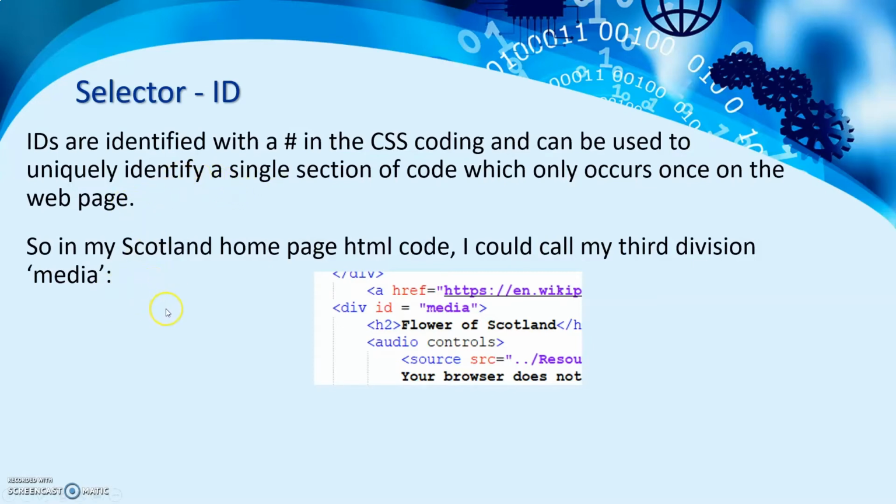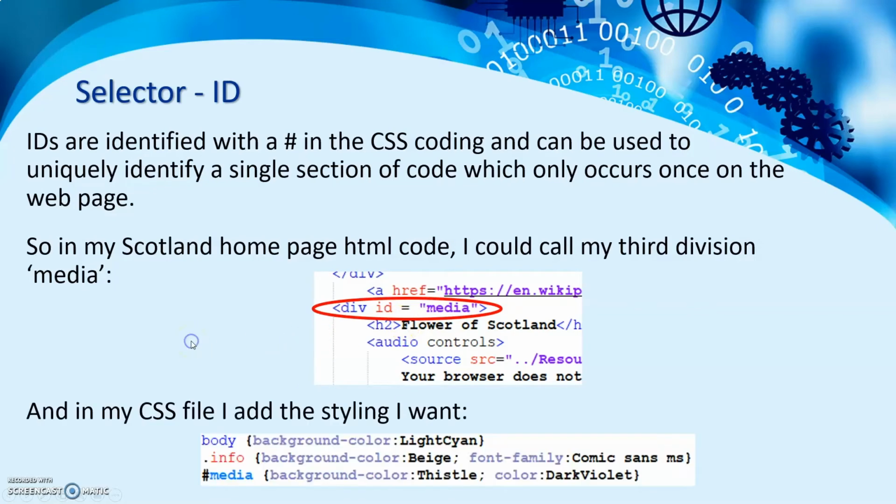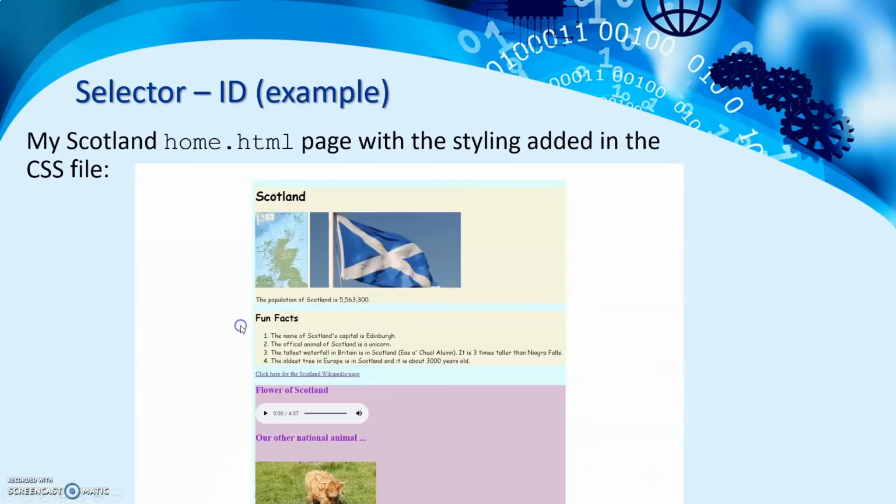So my Scotland homepage HTML code, I'm thinking that my bit all about the media, that only happens once. I'm going to make that an ID. So div, I've given it the selector ID and the name media. And in my CSS file, I add this styling. Hash, because it's an ID, media, background color thistle, and color dark violet. Okay, and then on my page, I now have that section, this division with the ID has changed the background color to thistle and the font color to dark violet.